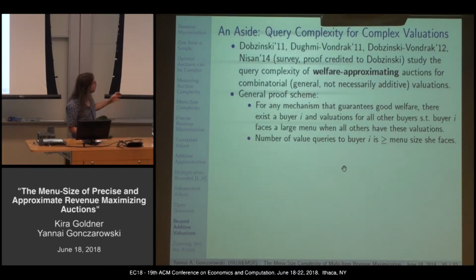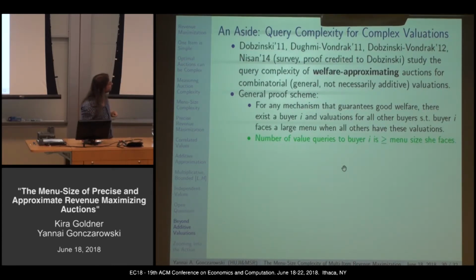2, the number of value queries to this buyer. If you don't know the valuation of this buyer and you can only do value queries, that is saying, here's the bundle, by how much do you value it? Here's another bundle, by how much do you value it, is at least the menu size that she faces. Combining these two, you get that under some realizations of the valuations, the query complexity is large.